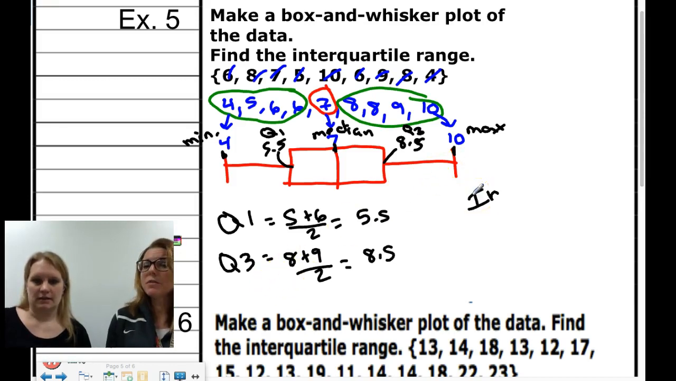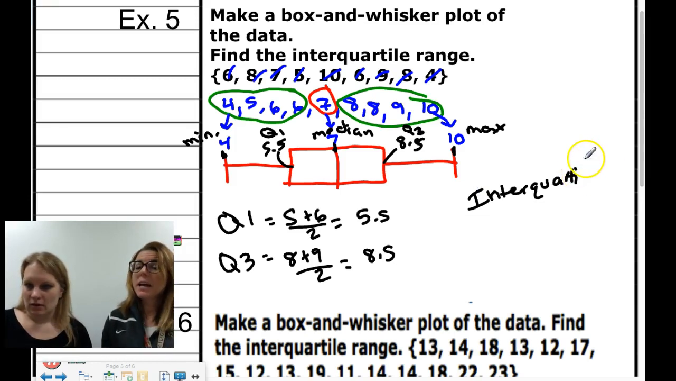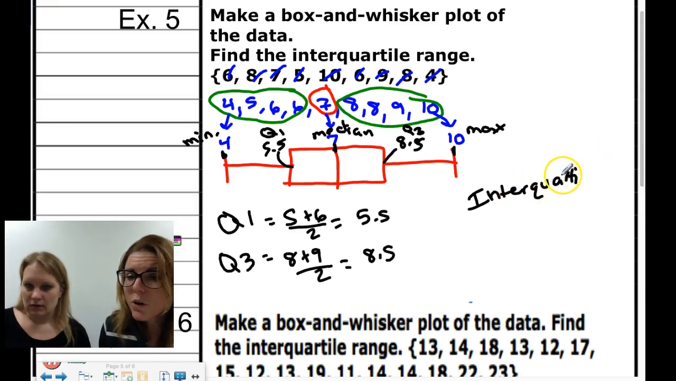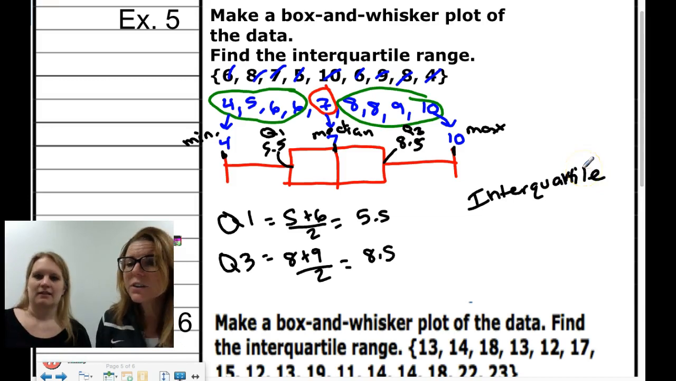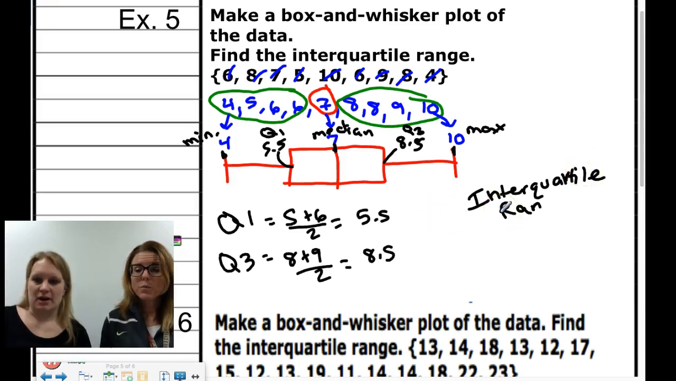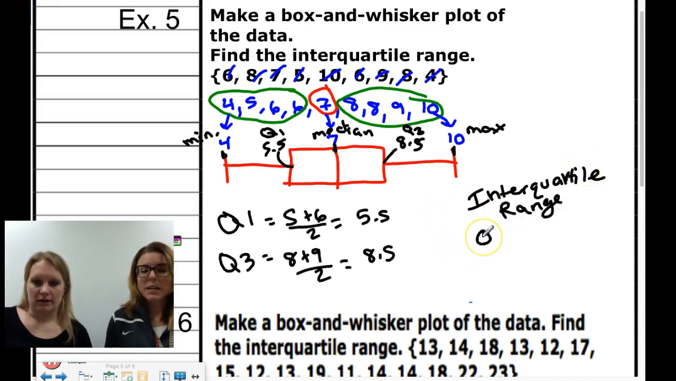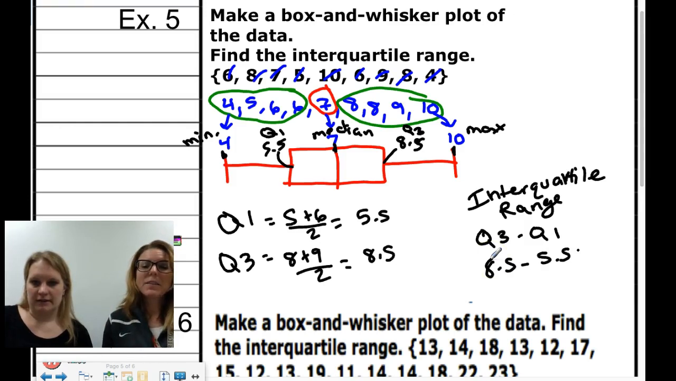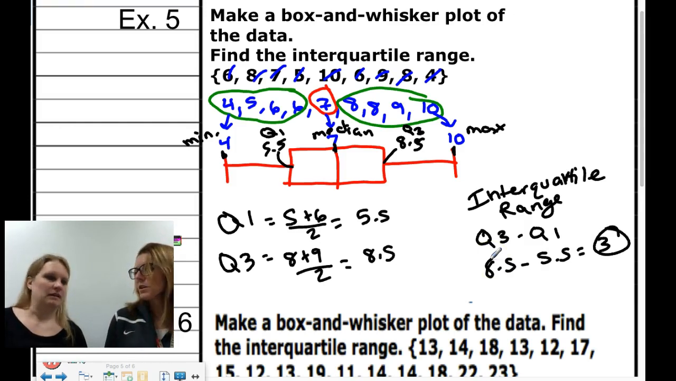The last thing we need to find is the IQR, which is the interquartile range. And all we do is subtract Q1 from Q3, Q3 minus Q1. So 8.5 minus 5.5 is 3. You're done. Pretty straightforward.